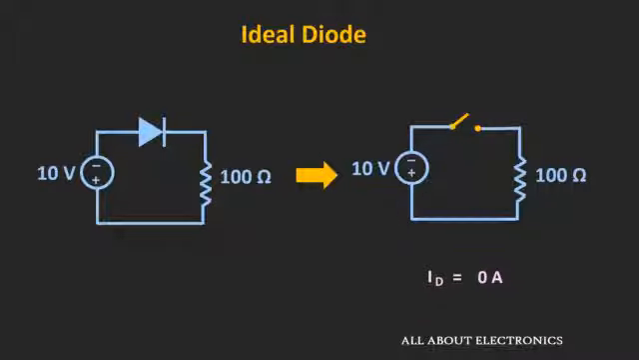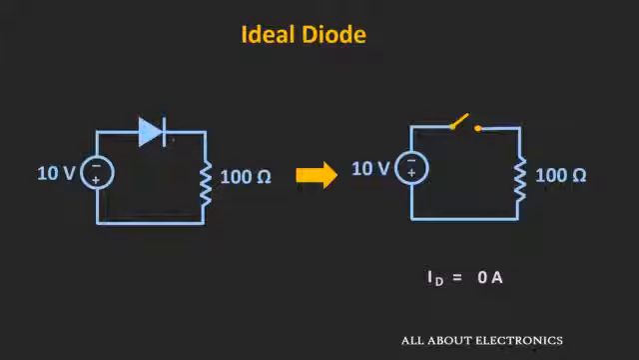While on the other hand, if we apply minus 10 volt in this circuit, then the applied voltage across the diode will be minus 10 volt and it will not allow any flow of current. So simply it will act as an open switch and the current flowing through the circuit will be equal to 0 ampere.